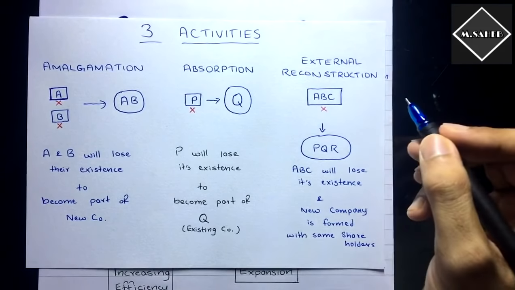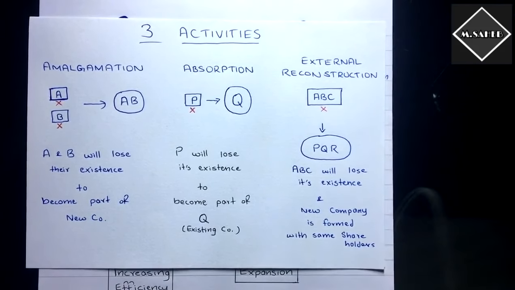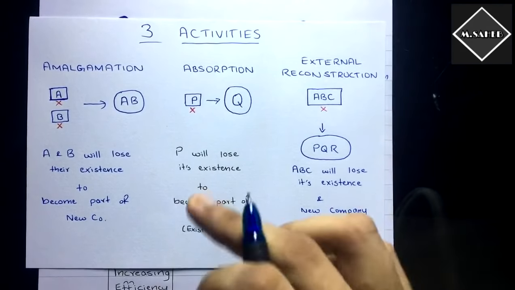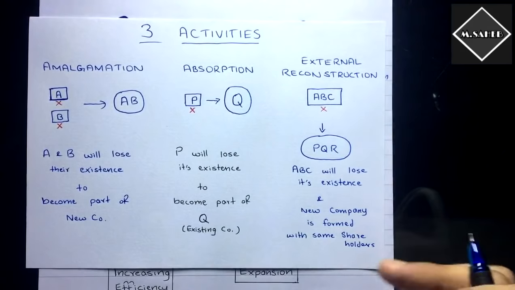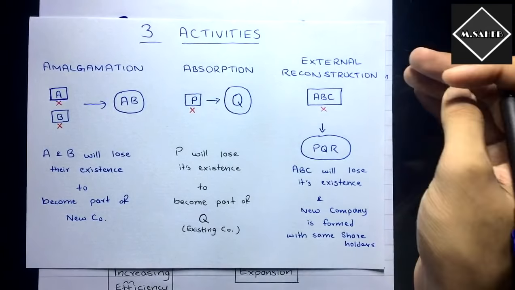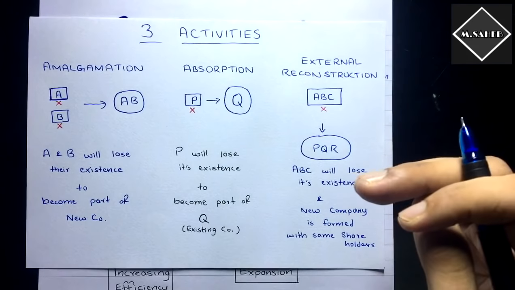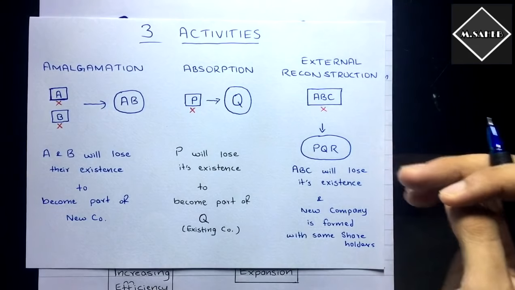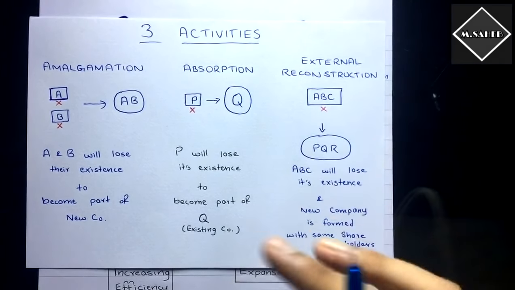What? UTI Bank. Now that UTI Bank has become Axis Bank. You know that Axis Bank? Before it used to be UTI Bank. Okay, now it is Axis Bank. So that is external reconstruction. They liquidated the UTI Bank, and now they incorporated, I don't know exactly which year, they incorporated the Axis Bank, right? So that is what is external reconstruction.